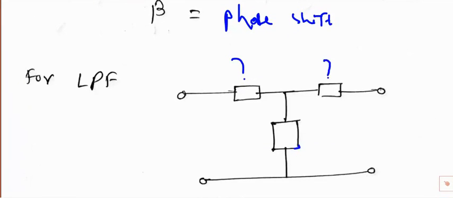Suppose this is a low pass filter. What is the component here? R, L or C? L by 2. Very good. It is L by 2. And this is nothing but C. So this is the diagram of low pass filter.